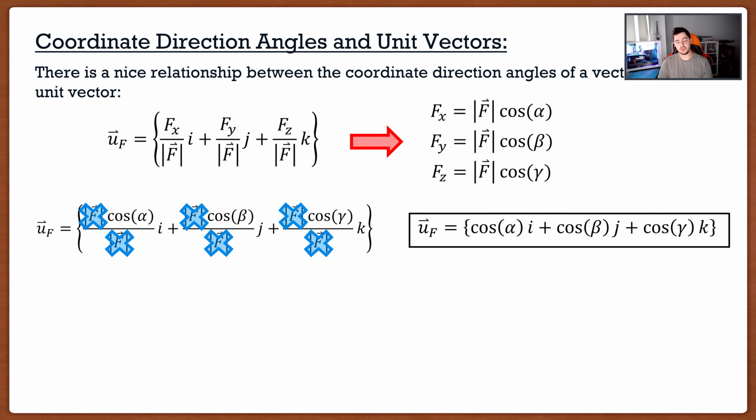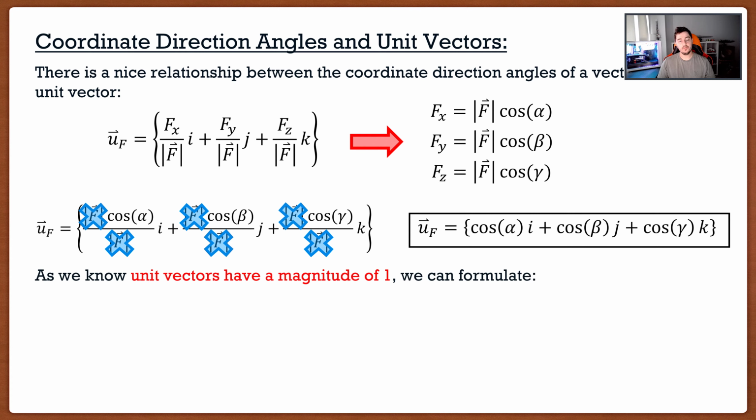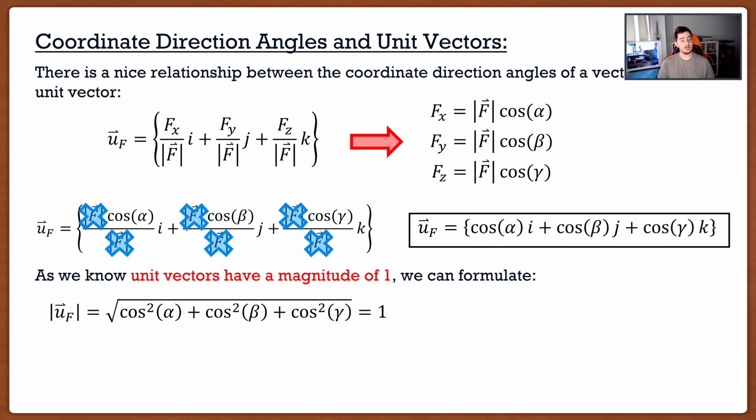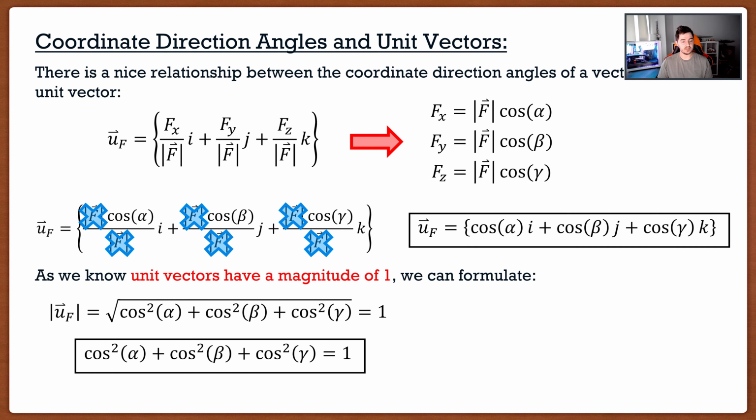Now, here's where the trick comes in. We know that the magnitude of a unit vector is 1. I've been saying that all the time. This is where it comes in handy for the first time. So if I look at that formula I have, and I know the magnitude of that must be 1, I can conclude that the square root of all the components squared, so cosine squared alpha, cosine squared beta, and cosine squared gamma, is equal to 1. I can simplify it into the following. All I do is square both sides.